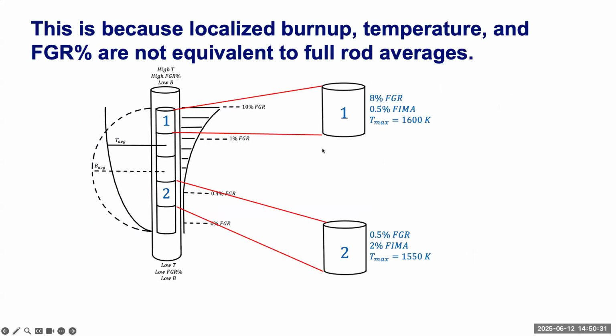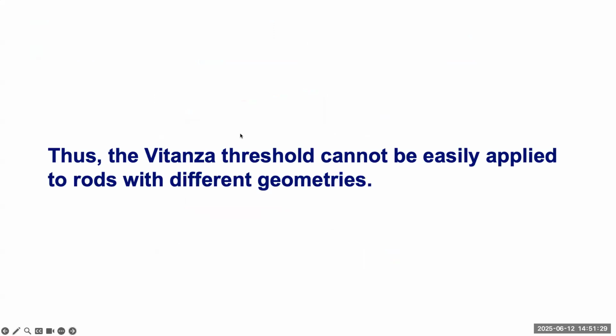Now, the reason that it is so difficult to extrapolate this information from a longer fuel rod to a shorter fuel rod is because the localized burnup, temperature, and fission gas release, among other things, are not equivalent to full rod averages. Okay, so if we see a fuel pellet at the top of the fuel rod here, it's going to see a very, very different fission gas release, burnup, and fuel centerline temperature than a pellet towards the bottom of the fuel rod. Now, you can see the kind of trends here, how burnup peaks in the center, the temperature tends to peak towards the top, and fission gas release also tends to peak towards the top of the fuel rod. This makes it extremely difficult to convert from these longer fuel rods to much shorter fuel rods. So this Vintanza threshold cannot be very easily applied to rods with different geometries.